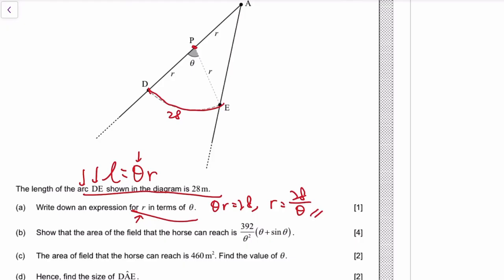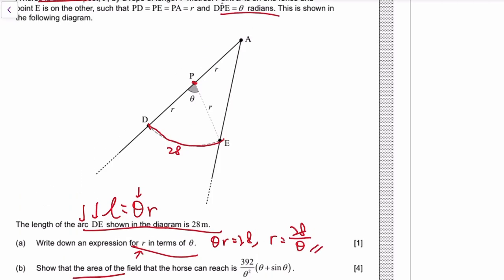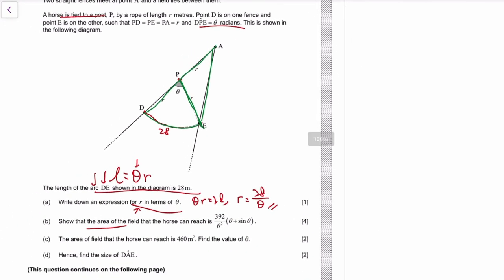And they want us to find the area of the field that the horse can reach, so it's probably this whole thing. Alright, so we want to find the area of that. So we'll probably do the area of this sector plus the area of this triangle.